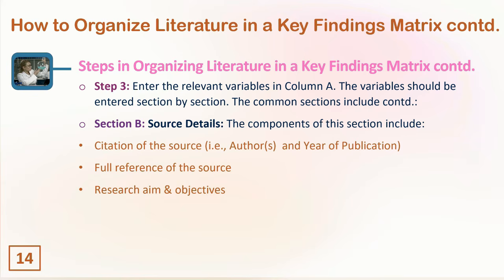Section B concerns the source detail, and the components of this section include the citation of the source, that is the author's surname and year of publication, the full reference of the source, and the aims and objectives of the study concerned.